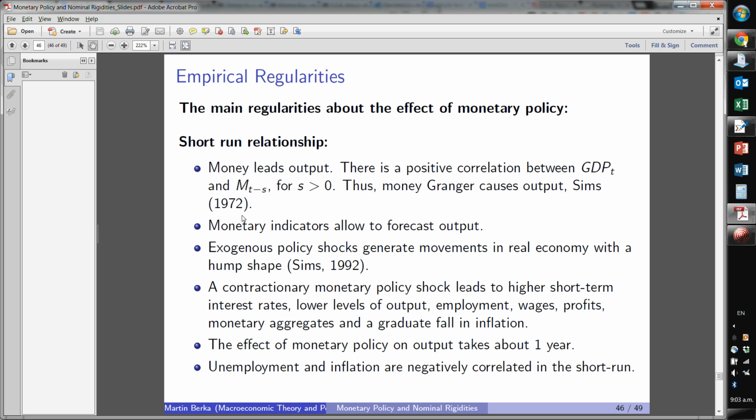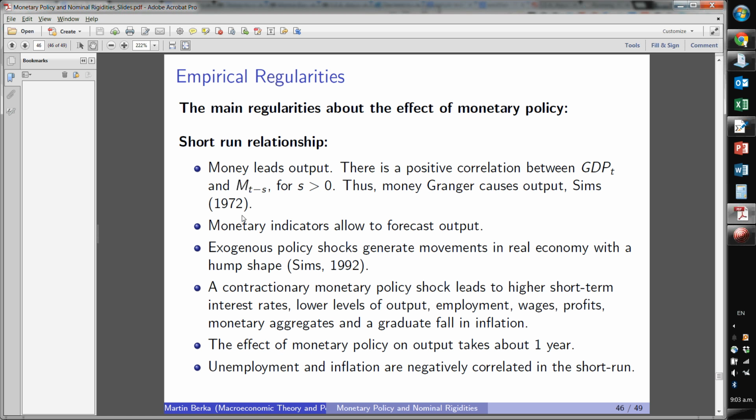Hump shape. So I'll show you a few figures in the next slides where you'll be able to see what it looks like. Contractionary, of course, does the opposite. So contractionary monetary policy, so increase interest rates or lower money supply, causes higher interest rates, lower output, higher unemployment or lower employment. Wages, profits also go down, right? And it takes about 1 year for this effect of monetary policy to wear out. So that kind of gives you the lifespan of monetary policy.